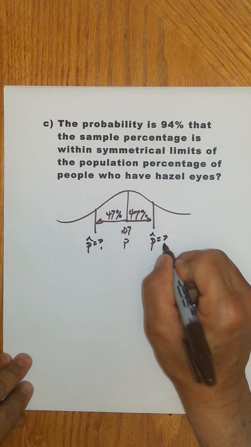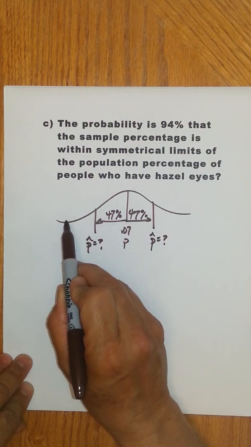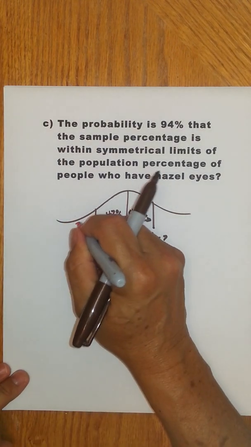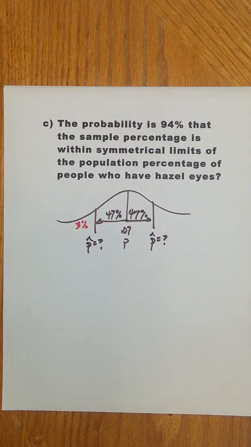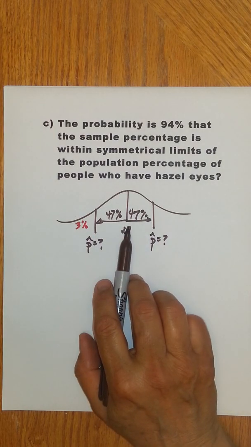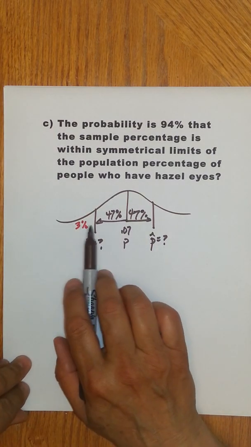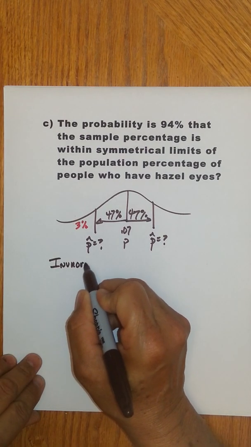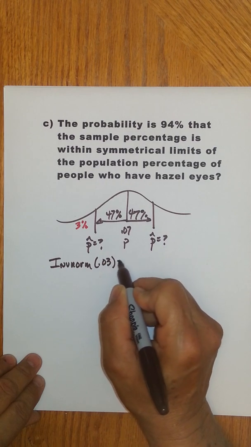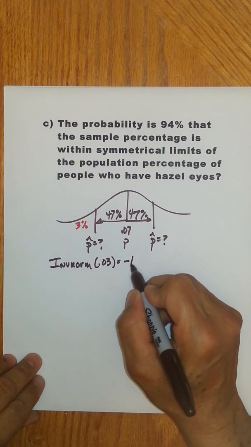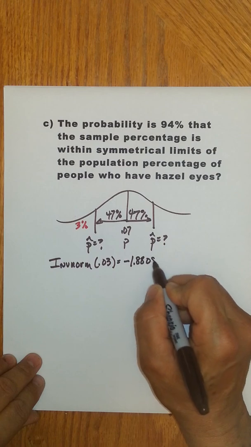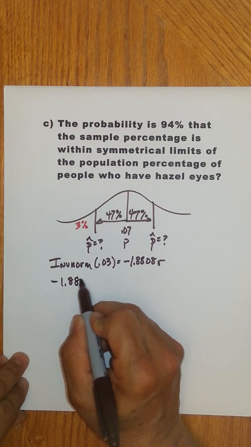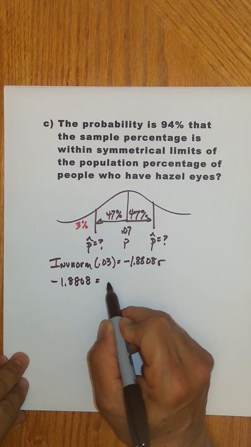P hat equals what? Now obviously if this half is 50%, then the area to the left of this position is 3%. So I'm looking for that p hat, which has 3% area to its left. So I'm going to use Invnorm. And I get negative 1.8808 standard deviations.